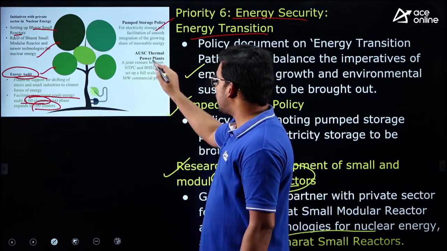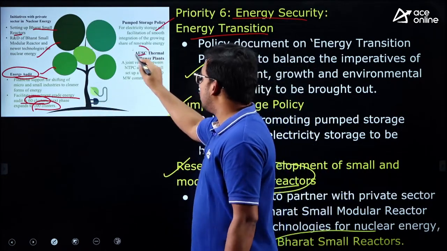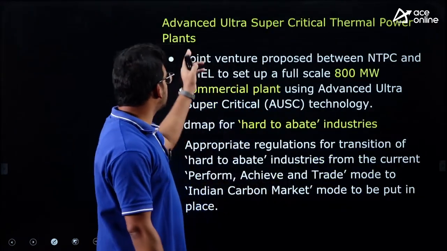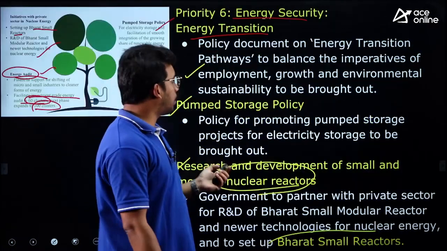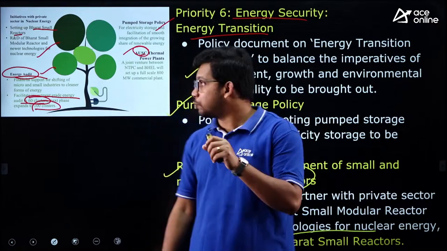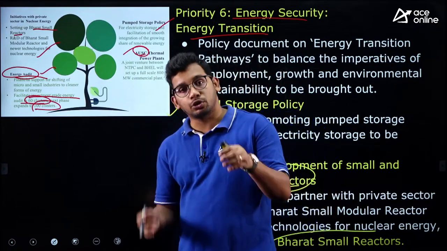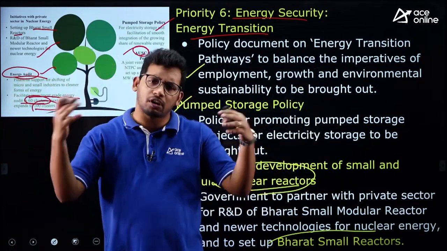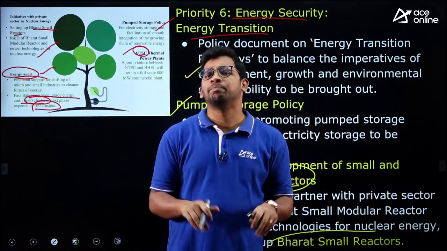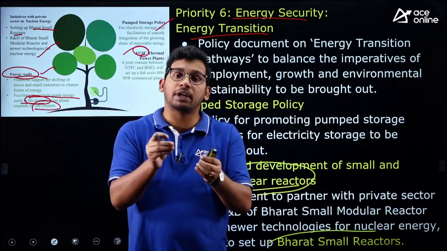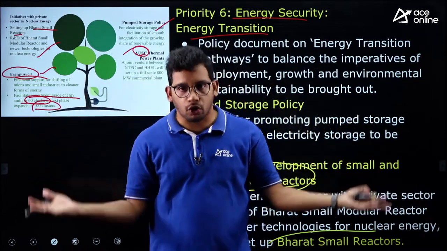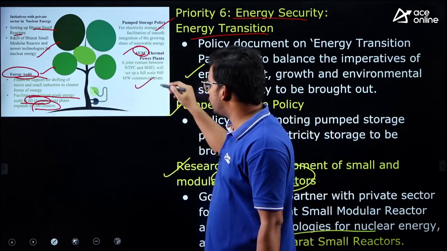Next one, advanced ultra supercritical thermal power plants. Supercritical thermal power plants are those which use less coal but produce more energy. There is a lot of technology behind it, you need not worry. They are going to encourage those plants where with a smaller amount of coal we can generate a lot of electricity. So this is also going to be a focus.